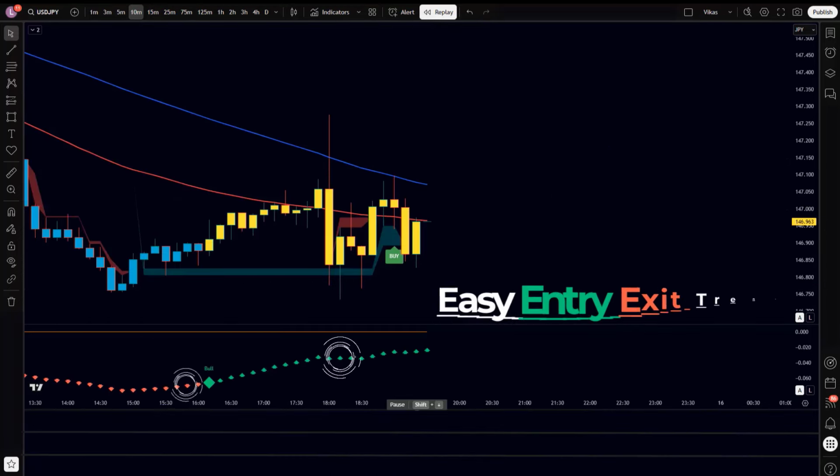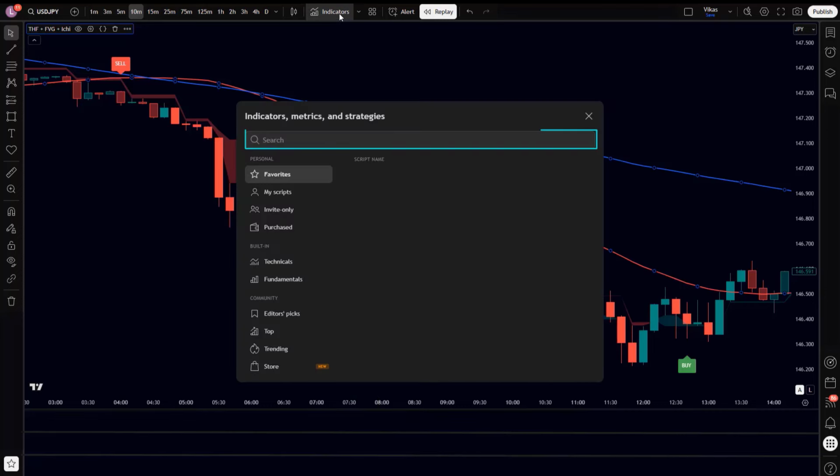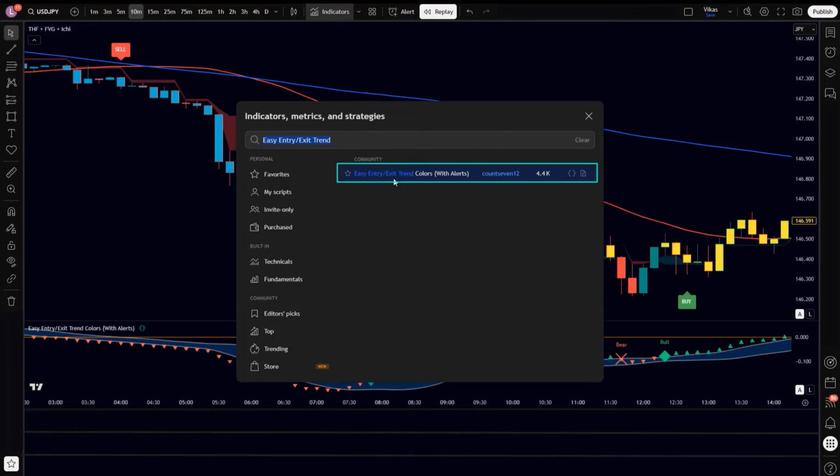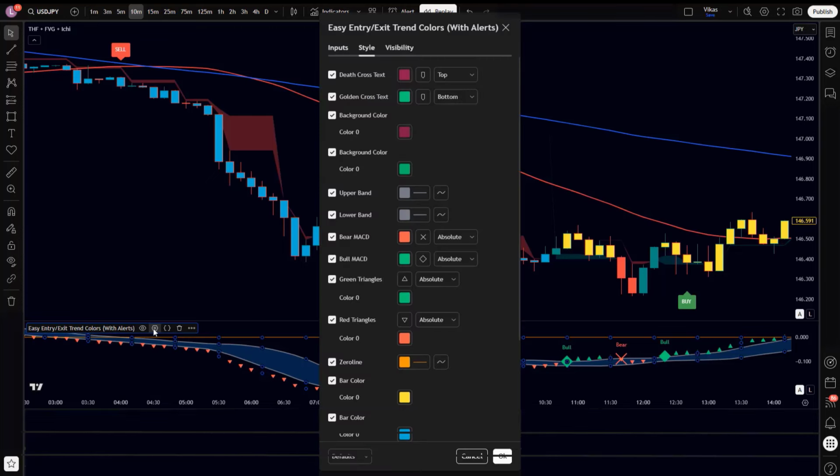The red and green angle indicator we see in the chart is called the Easy Entry Exit Trend indicator. Let us understand the trading setup. We will search Easy Entry Exit Trend in the search box of TradingView. After that, we have to click on the Easy Entry Exit Trend option, in which we have to change some settings. We need to hide these options.